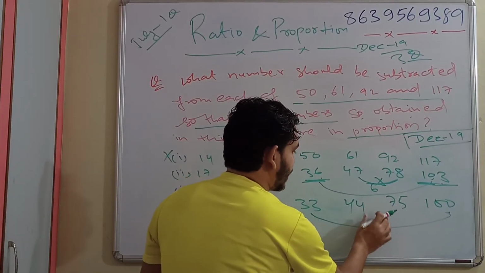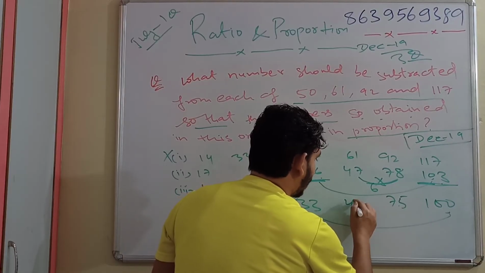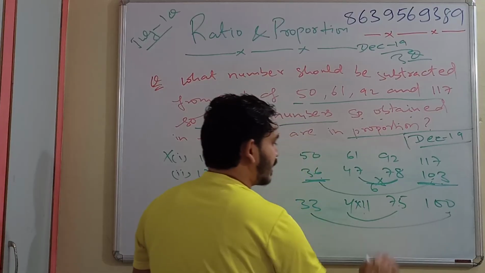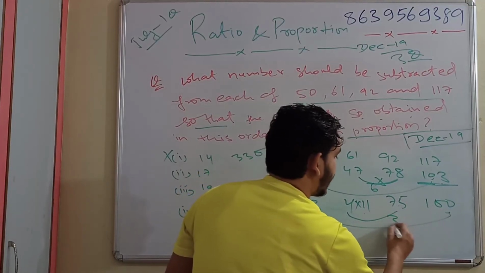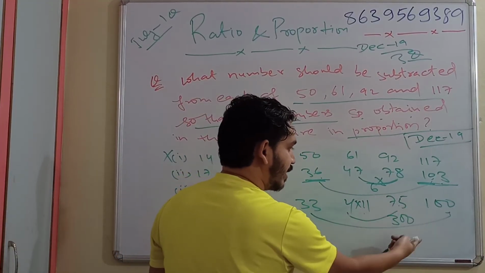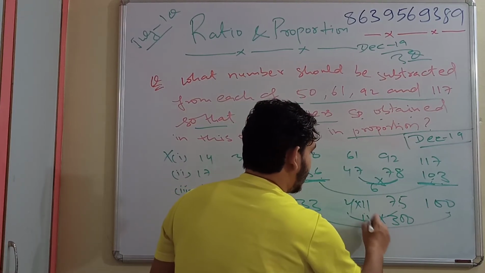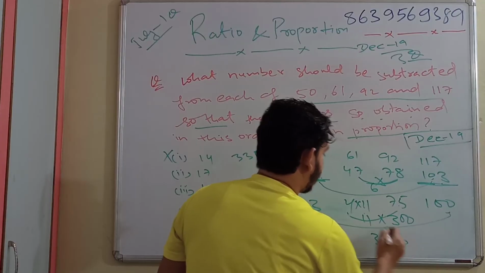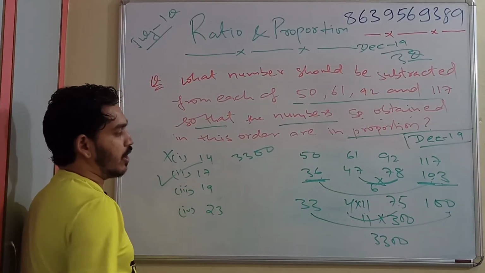When you multiply 75 into 4, I can write 44 as 4 into 11. Now we know 4 into 75 is nothing but 75 double 150, 150 double 300. Now 300 into 11, we can clearly see that this is 3300. So the correct option would be the second option. We don't need to go to the next options.